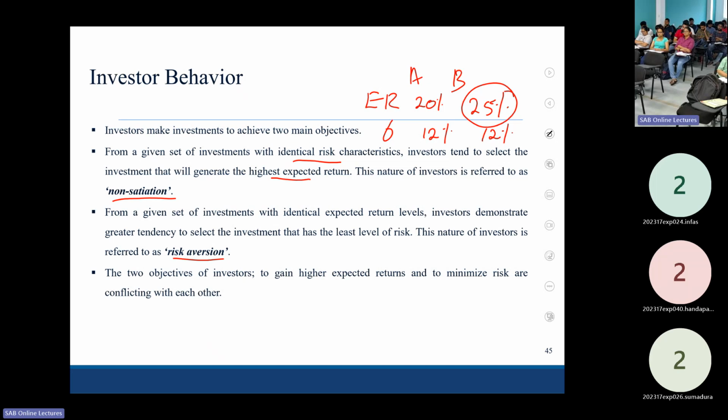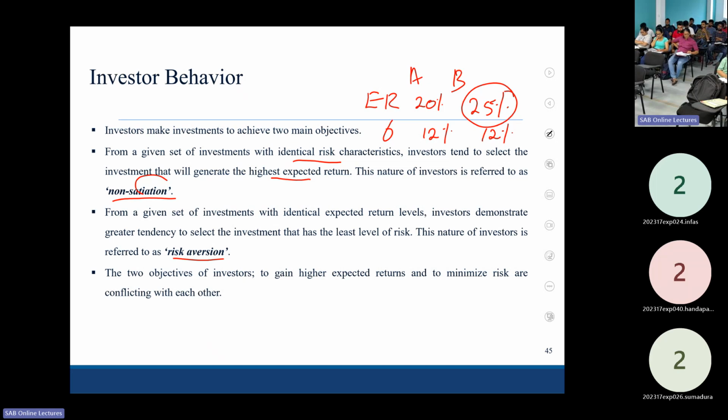As a logical, rational investor, if you have different investments with the identical risk level, you may go with the one with the highest possible expected return. That behavior we call non-satiation. So one objective of investment is to maximize return, non-satiation.